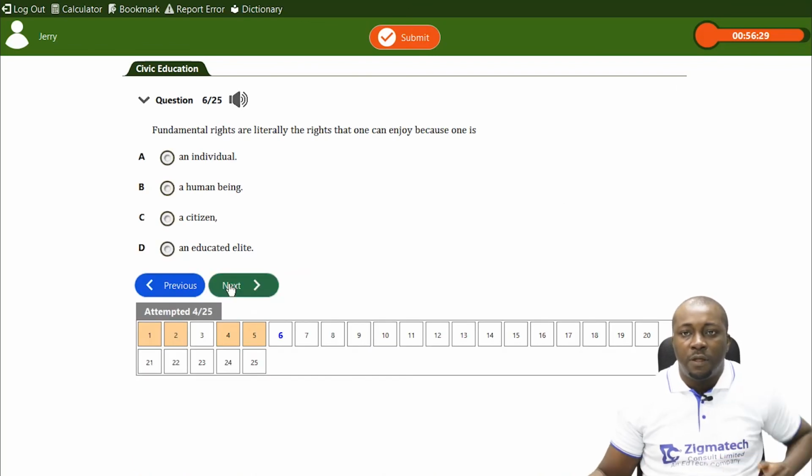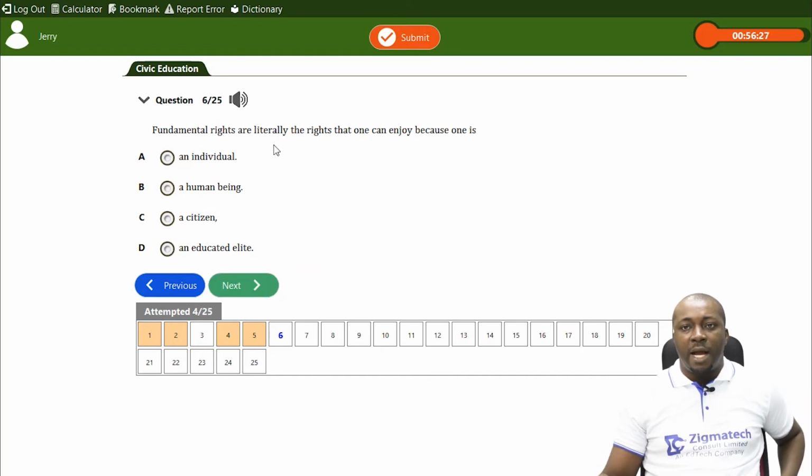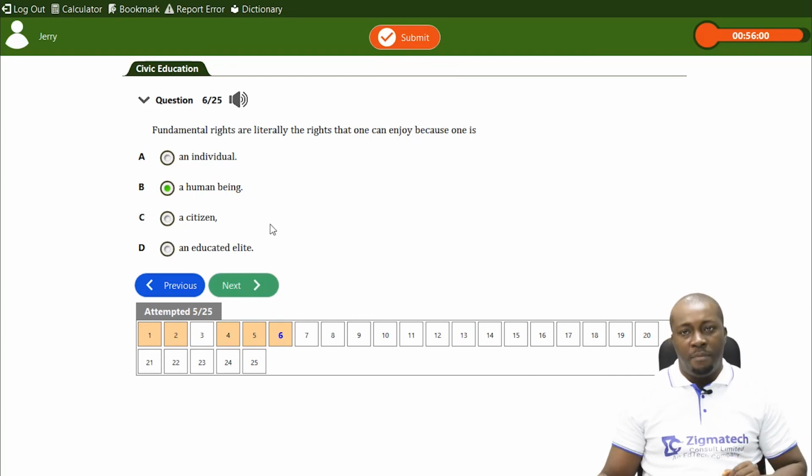Now look at this question. Fundamental human rights are literally the rights that one can enjoy because one is A, an individual, B, a human being. We mentioned it. These are rights you enjoy simply because you are human, not for any other purpose. It's not as a citizen. That is when you talk about civic or political rights. It's not because you are an educated elite. It's because you are a human being.